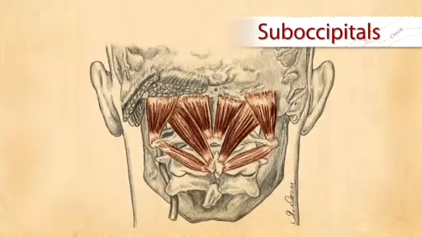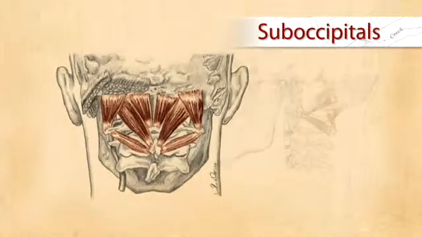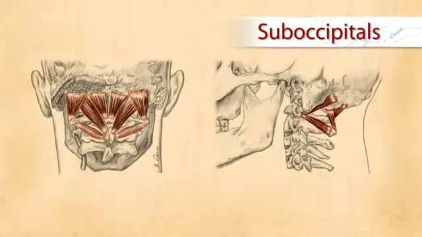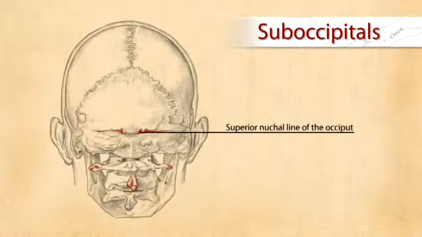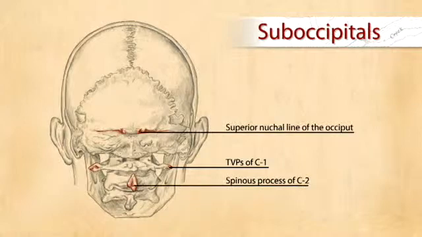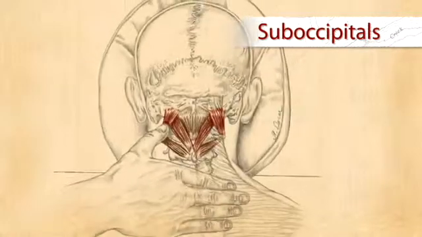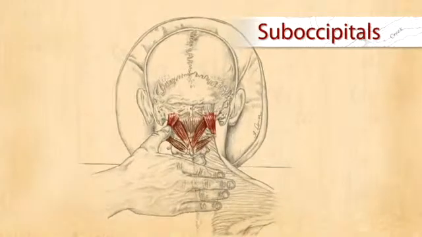The 8 small suboccipitals are the deepest muscles of the upper posterior neck. To outline the suboccipitals' location, find the superior nuchal line of the occiput, the transverse processes of C1, and the spinous process of C2. The upper fibers of the trapezius can also be used as a marker.